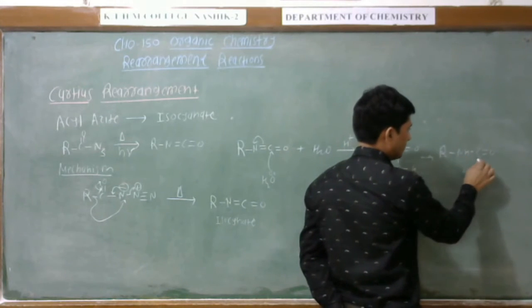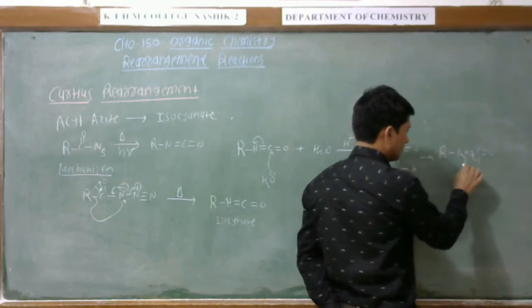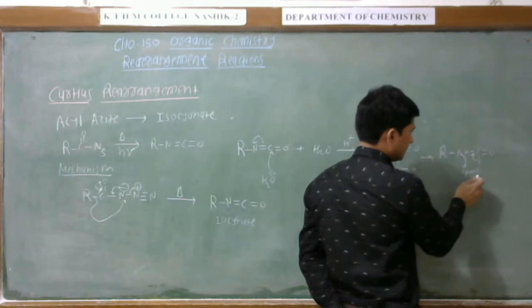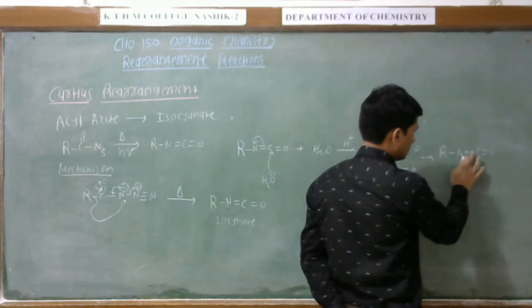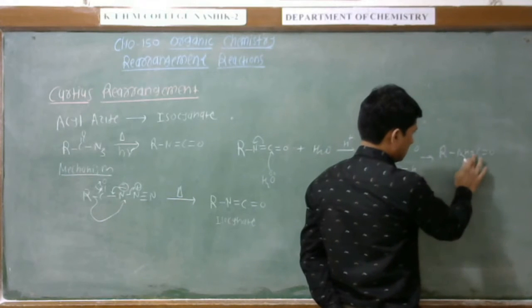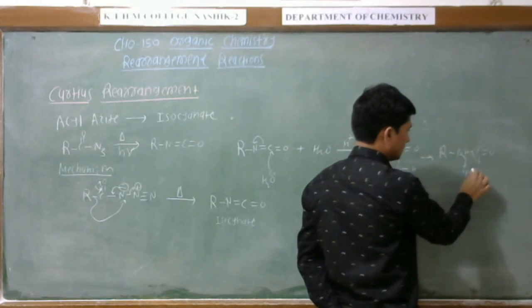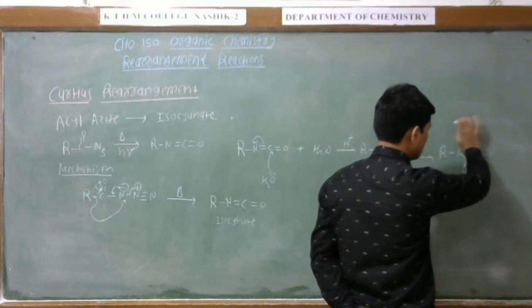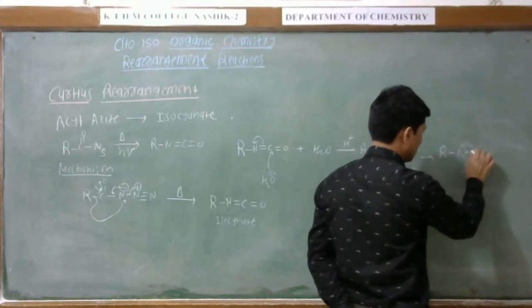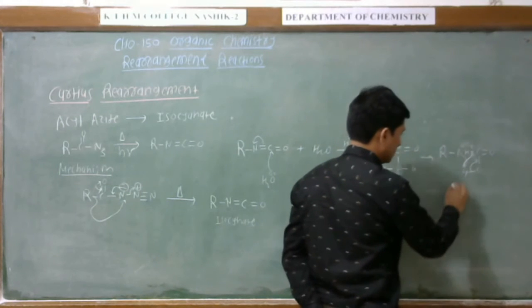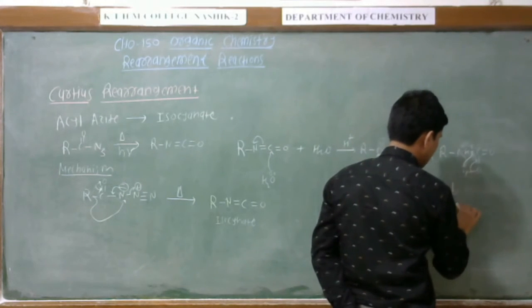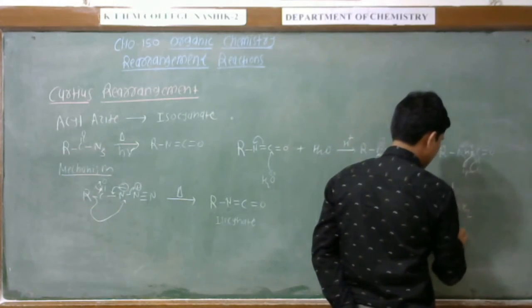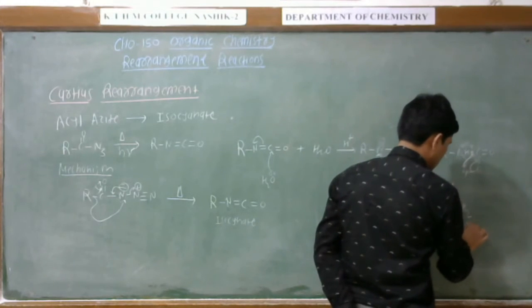So again, when this bond shifts here, this bond takes here, and when this nitrogen takes this hydrogen, this bond will shift here, and this bond will break. So we can write here, this bond takes this hydrogen, and finally we got the RNH2, that is the primary amine.